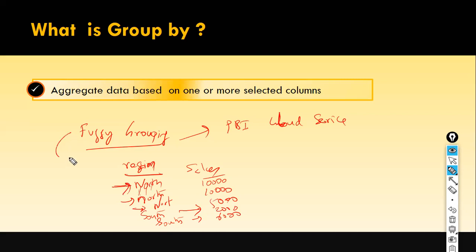So when it comes to this, we have a feature called fuzzy grouping that is available in Power BI Cloud Service. By enabling it, it will not go for an exact match. Somewhat similar to these words, right? It will group them together. In that case, NORT will also get grouped. Okay. And South, here uppercase, lowercase, it'll ignore the case. We have an option to enable ignore case in fuzzy grouping.